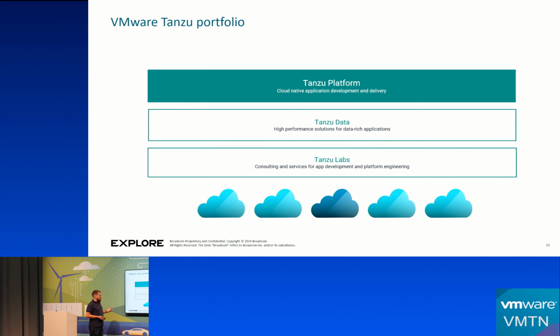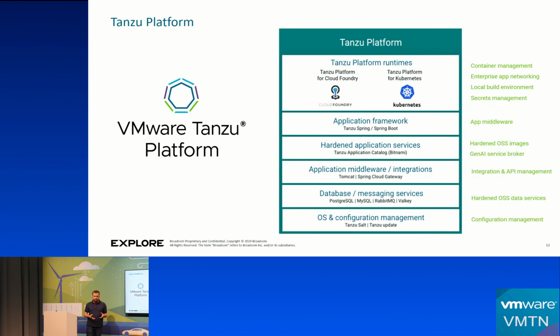But currently, we've got, I would say, three main streams, which is Tanzu Platform, Tanzu Data, and Tanzu Labs. Behind Tanzu Platform that was announced a couple of months ago in US, during the Explore in US, we've got like two options. We can run Tanzu Platform based on Cloud Foundry, which is the old Tanzu Application Service, and we can run Tanzu Platform based on Kubernetes, which is the Tanzu Application Platform, so TAS and TAP.